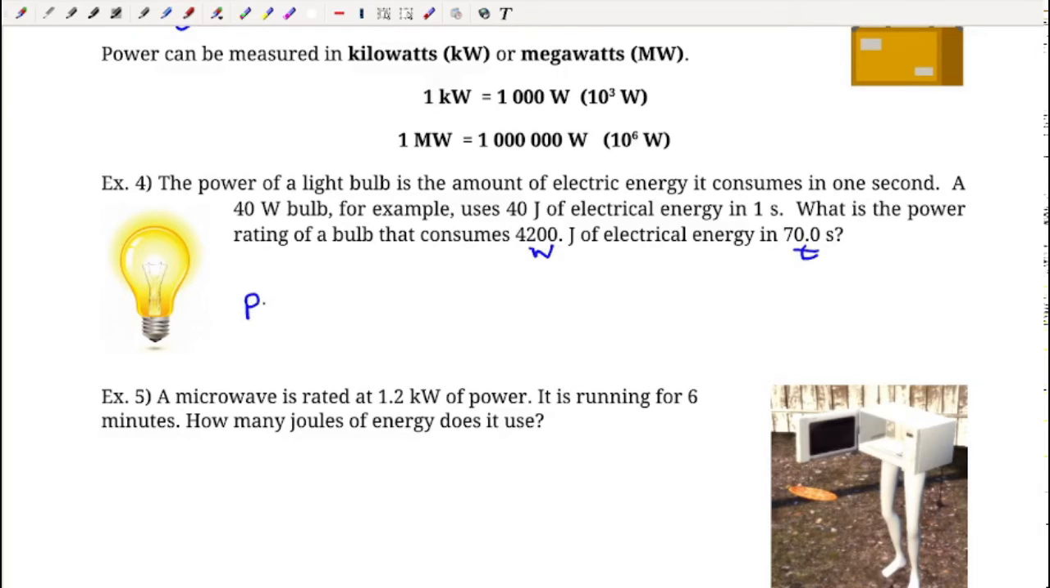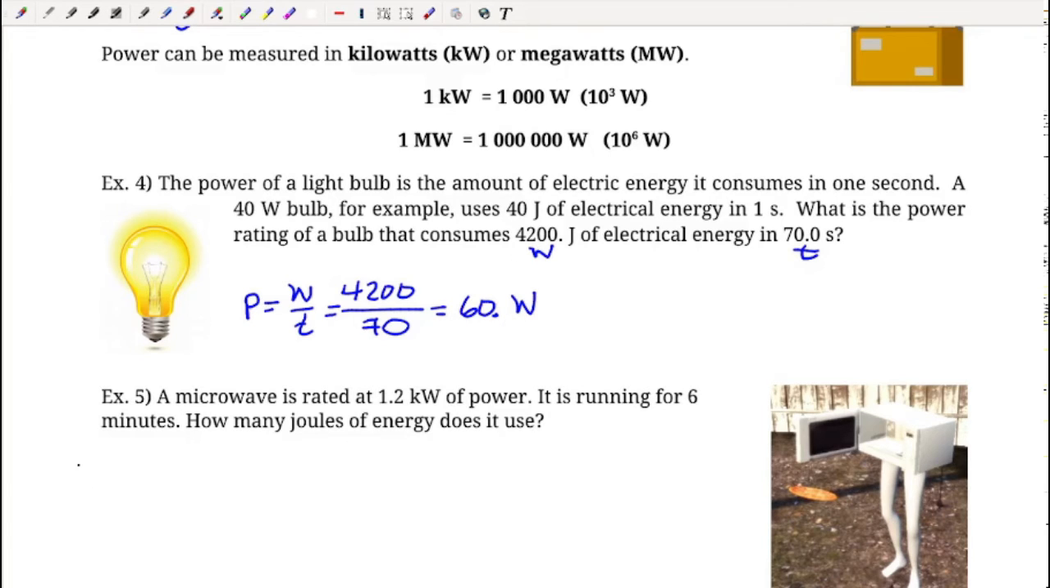So this is pretty straightforward. Power equals work over time, which is 4,200 joules in 70 seconds. You can do that, maybe not in your heads, but on your calculator, 4,200 over 70 gives me 60 watts. I'm going to put this dot here so that I get 2 sig figs. If I don't have the decimal point, this is only 1 sig fig. So this is 60 watts, which would be 60 joules in 1 second.